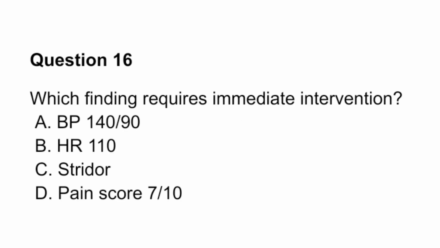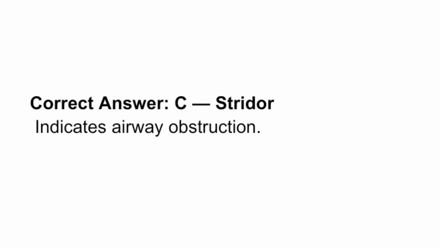Question 16. Which finding requires immediate intervention? A. BP 140/90. B. HR 110. C. Stridor. D. Pain score 7/10. Correct answer, C. Stridor. Indicates airway obstruction.